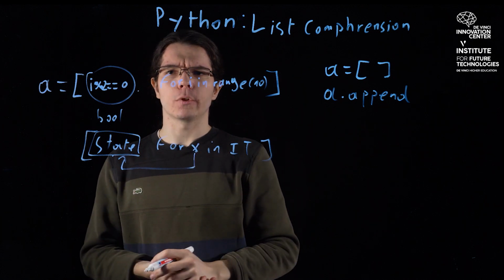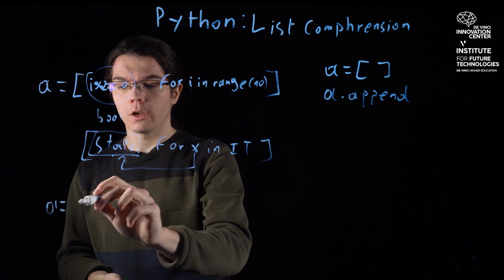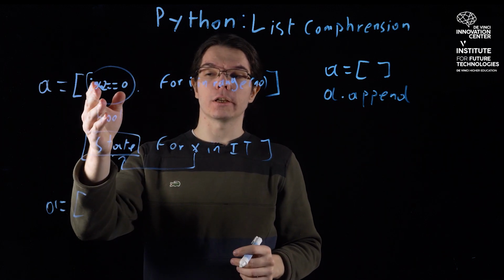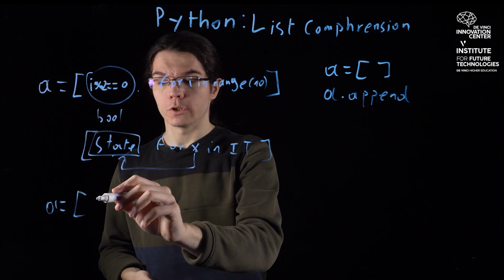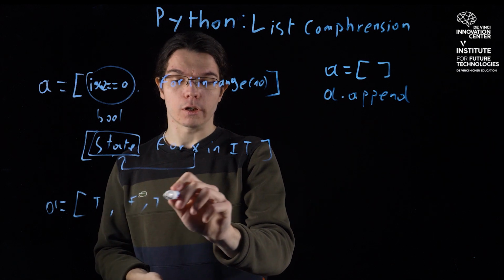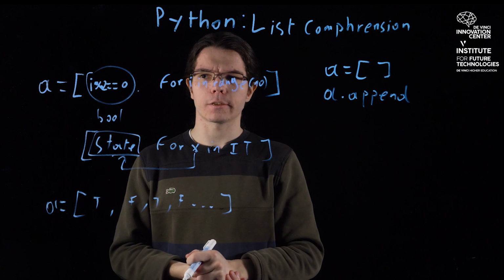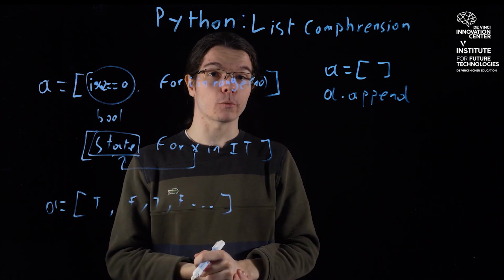So in our example here, we're going to have A equals a bunch of booleans, which are going to start at 0. So 0 divided by 2 equals 0, yes. So it's going to be true, then false, then true, then false, etc., etc. And we're going to have a list of 10 elements like that. So that's the list comprehension.